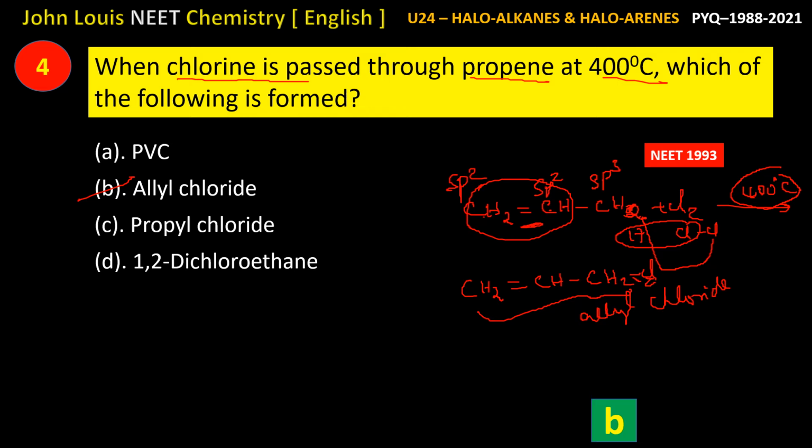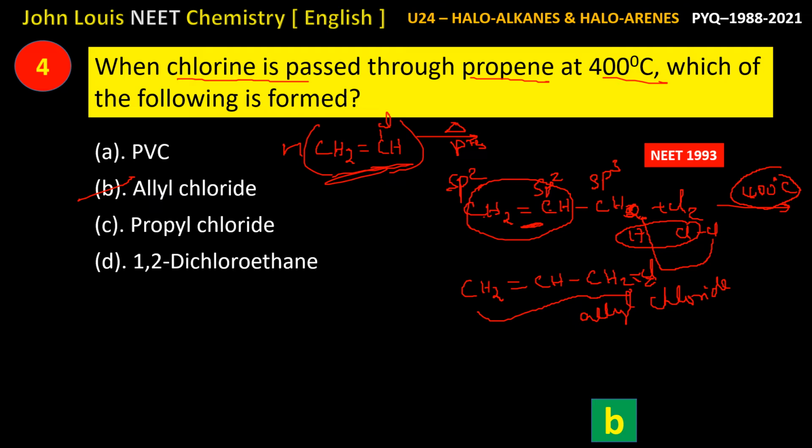But you should know when we get PVC. For PVC, it is not propene. PVC is formed from vinyl chloride. What is vinyl chloride? CH2 double bond CHCl. When this is subjected to high temperature and pressure, it will polymerize to form polyvinyl chloride. So here it is vinyl chloride, not propene.